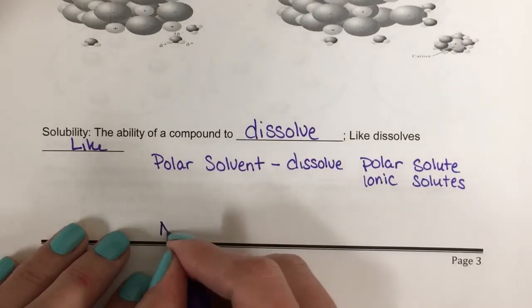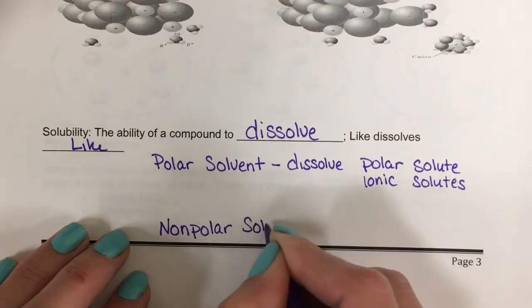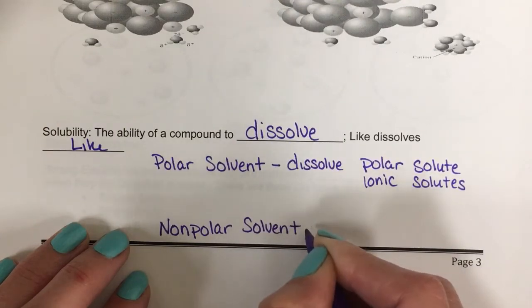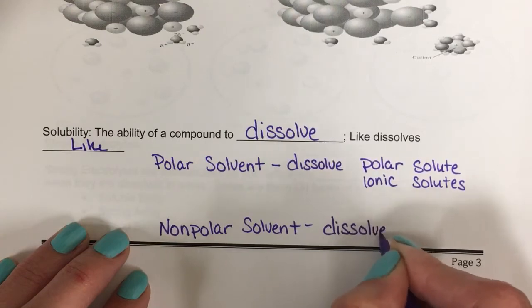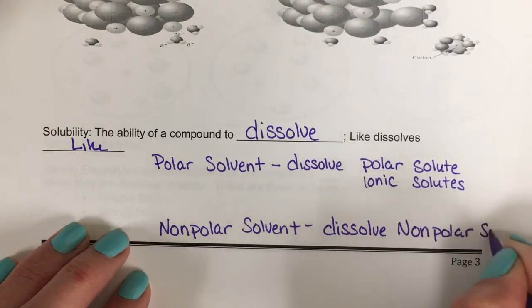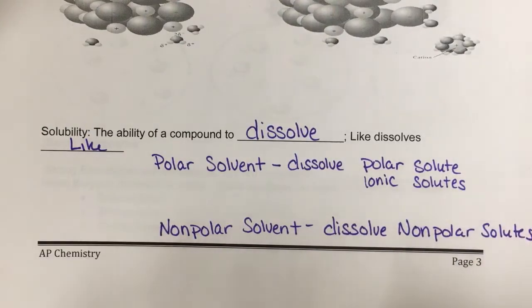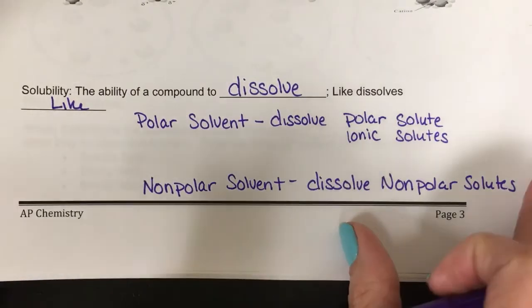If I have a non-polar solvent, everything shared equally, it will only dissolve non-polar solutes. Okay? Because it doesn't have plus or negative sides. It doesn't want anything around it that has positive or negative sides. It wants things that are also neutral as well. Okay?